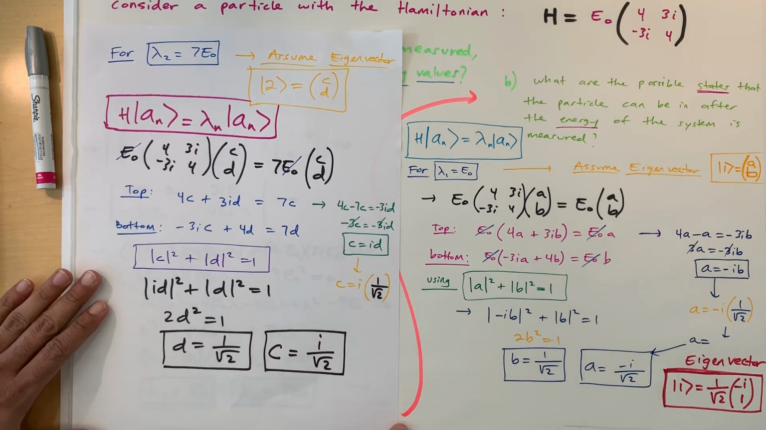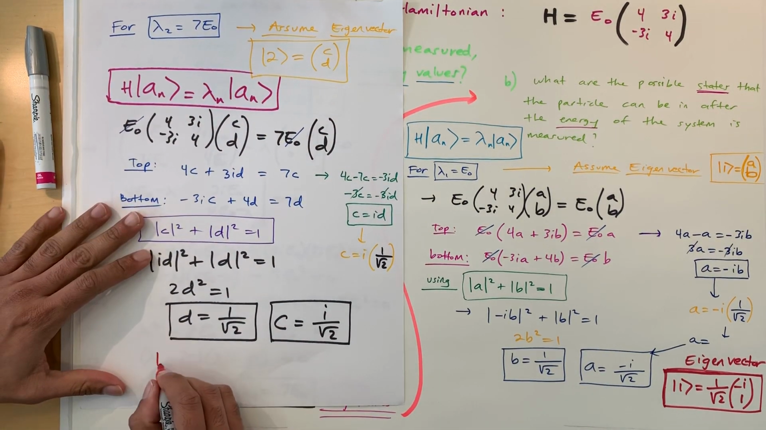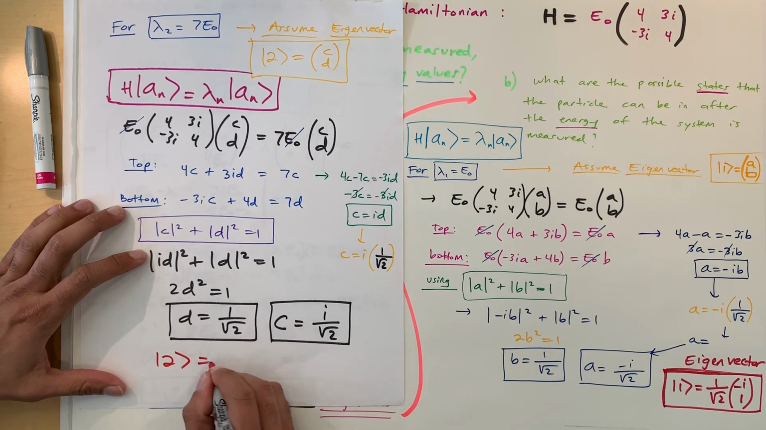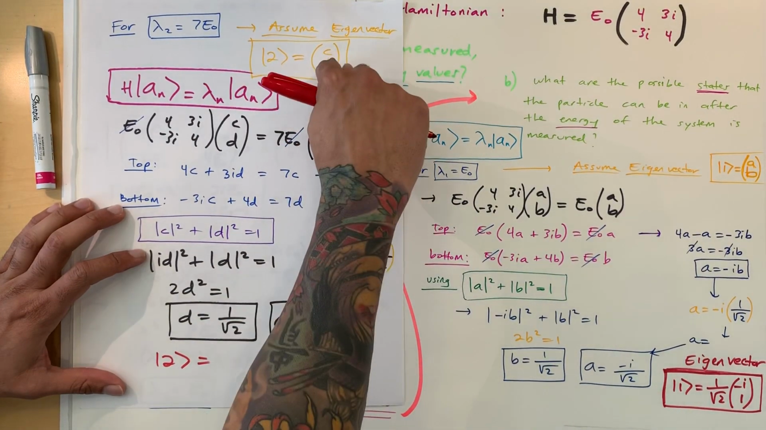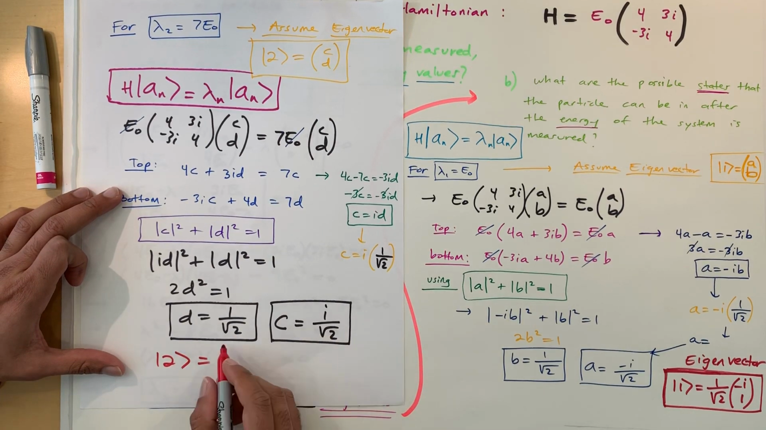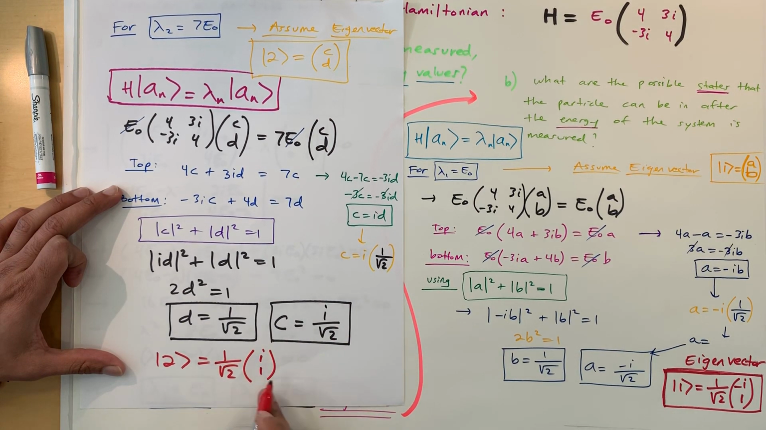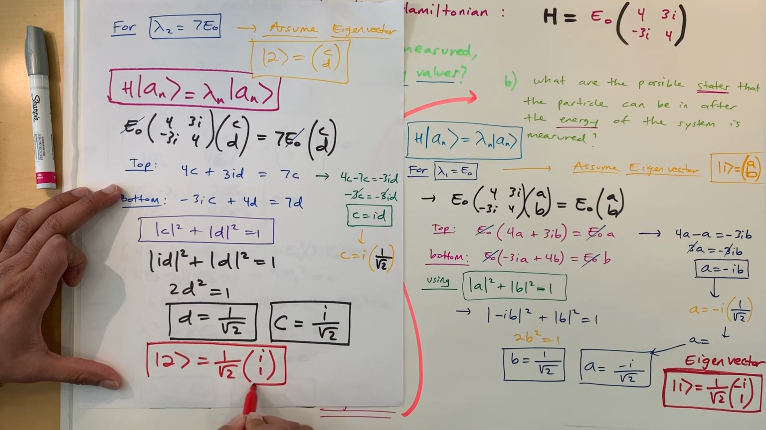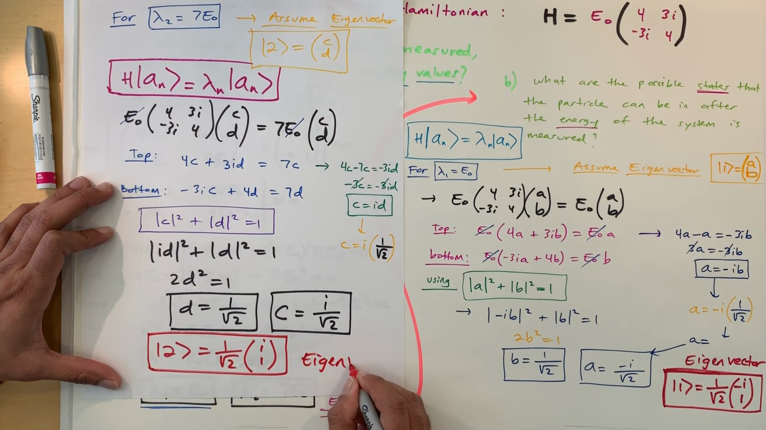These are the values. And since we assumed in the first part that our eigenvector, state 2, equals C over D, C is going to go up here, D is going to go down here. We're going to take out 1 over square root of 2. So we have 1 over square root of 2, and then finally we have i and 1. Okay, so this is our eigenvector.